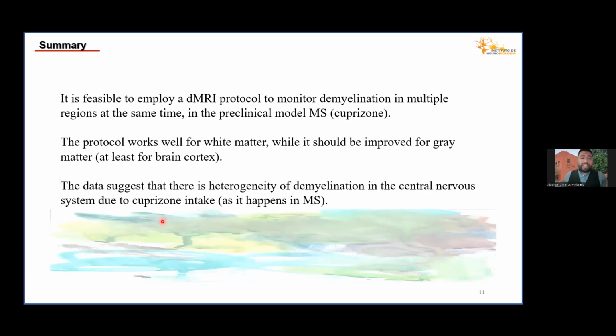And also, the data suggests that there is heterogeneity of demyelination in the central nervous system due to the cuprizone intake. In general, this is very interesting because the findings in multiple sclerosis disease actually present heterogeneity in demyelination, where some regions are more susceptible to damage and to myelin loss. Now the next step is to analyze the effect of promyelinating drugs and evaluate whether these metrics in multiple regions are recovered with these therapeutic treatments.